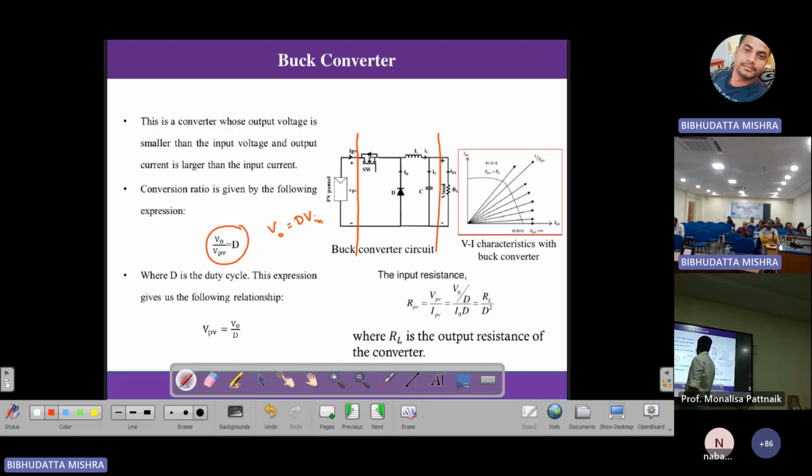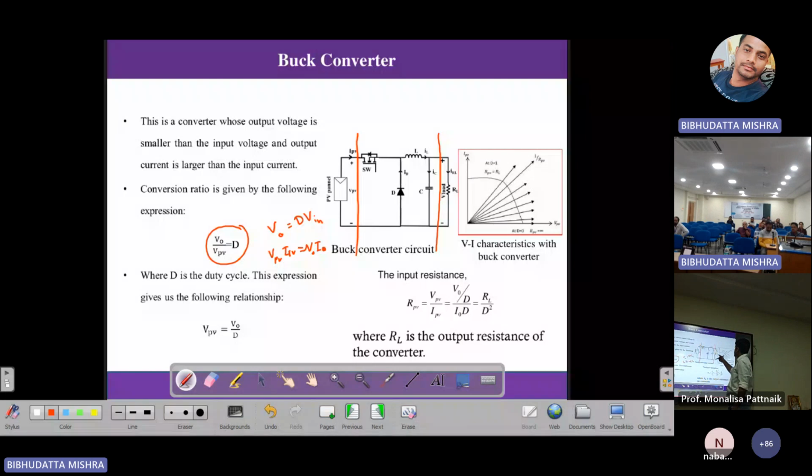If I consider a lossless system, whatever power is generated here is transferred into the load, so I can say that VPV IPV is equal to V0 I0. VPV and V0 we know, so we can also get the relationship between IPV and I0, which is just the inverse relationship. You see VPV is V0 by D and IPV is I0 into D.